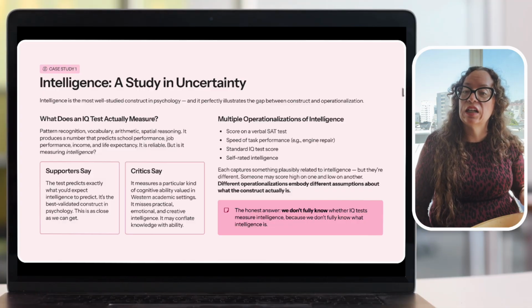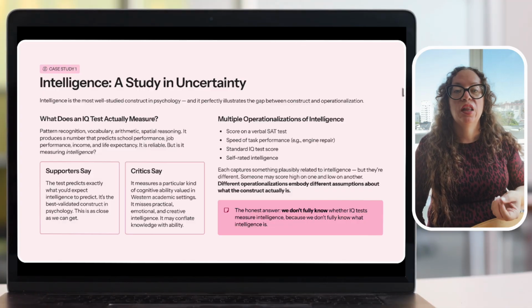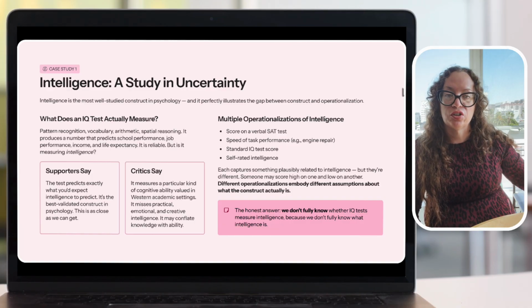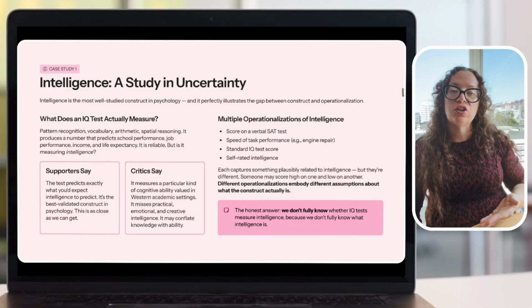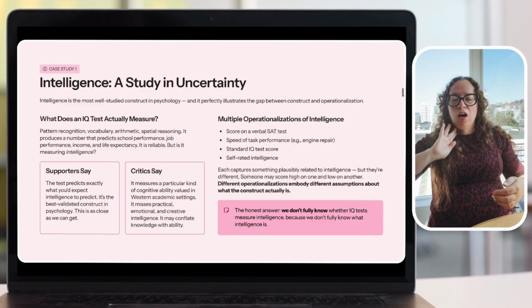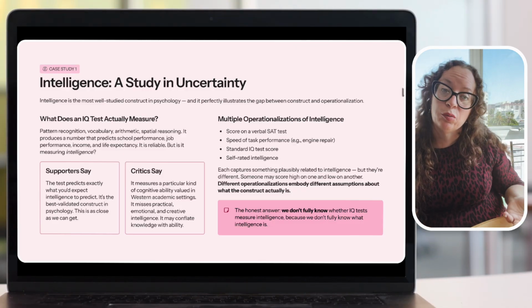You need to hold your conclusions lightly, like I said last time. You need to remember that when someone reports an IQ score, they're reporting the result of a particular operationalization, not a direct measurement of this thing we call intelligence. Okay. So here's something that makes this even more complicated.